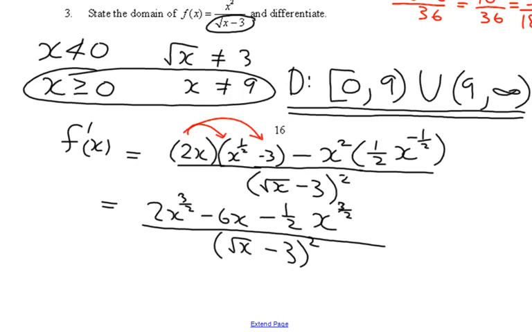Those two terms can now be combined, right? What do we get? 2 take away half. What's that? 3/2. So we have 3/2 x to the 3/2 and then minus 6x.